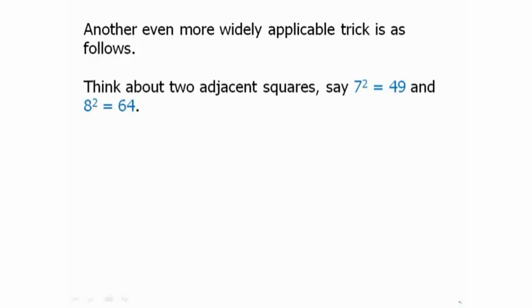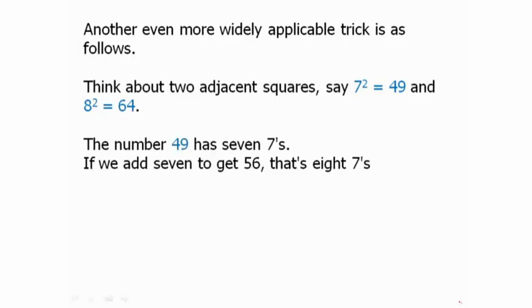Now here's an even more widely applicable trick. Think about any two adjacent squares, say 7 squared, which is 49, and 8 squared, which is 64. The number 49 has 7 sevens in it. Suppose we add 7 to that. We get 56. 56 is 8 sevens, or 7 eighths, because there are two ways to think about the fact that 7 times 8 is 56. We can think of it as 7 eighths or 8 sevens.